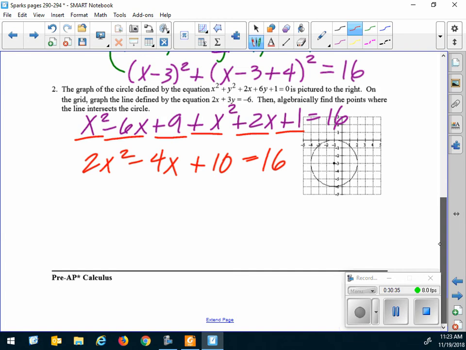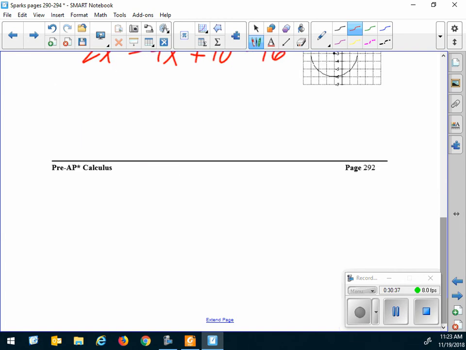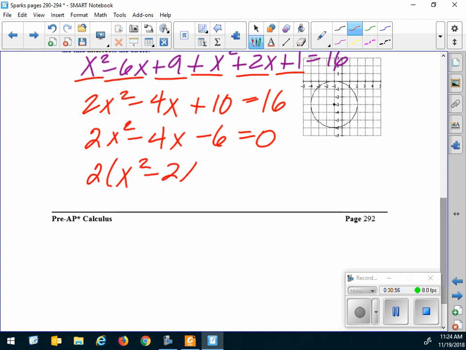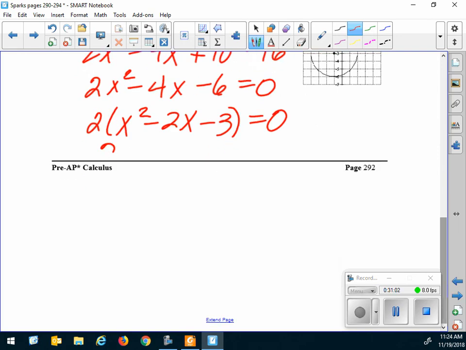How do we solve that? What do we do? I will take out a GCF after I do what? Set it equal to 0. So 2x squared minus 4x minus 6. Now take out the GCF. And we like this one because it factors.